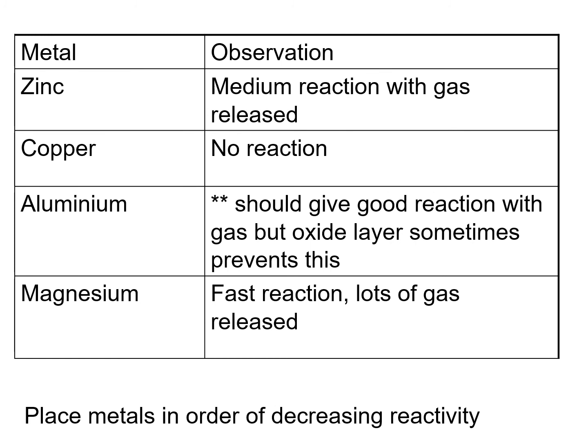So these are the kind of observations that we might see when you put metals into dilute acid. You can see magnesium's got quite a fast reaction, lots of bubbles being released. Aluminium was quite a fast reaction as well. Aluminium in the lab, sometimes you can't see the reaction as well because it's got an oxide layer. Metals react with oxygen, so sometimes you can form an oxide layer. Copper had no reaction at all, no bubbles, and zinc was kind of medium.